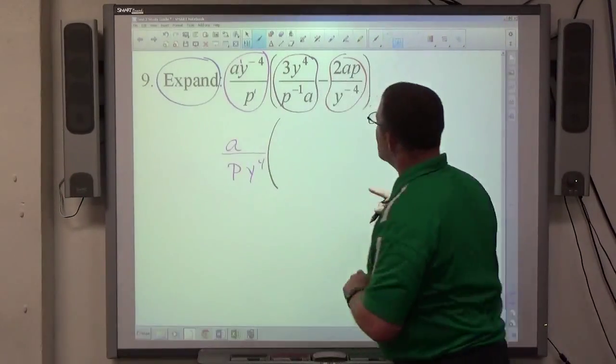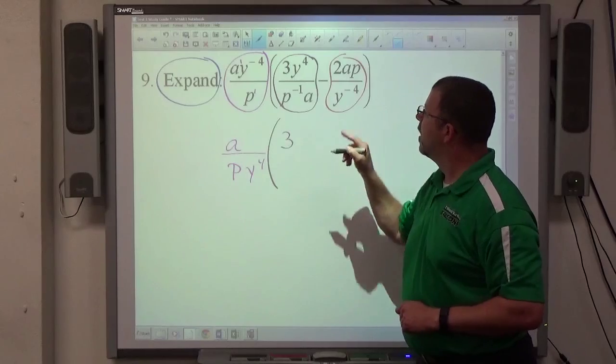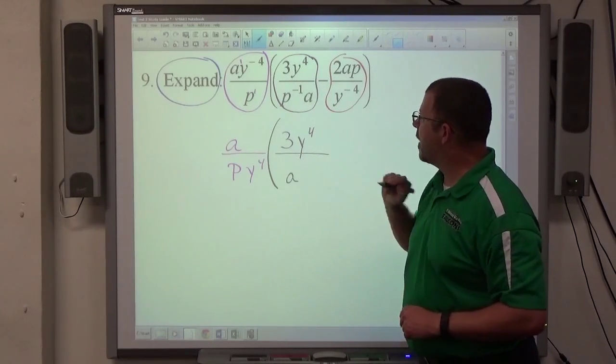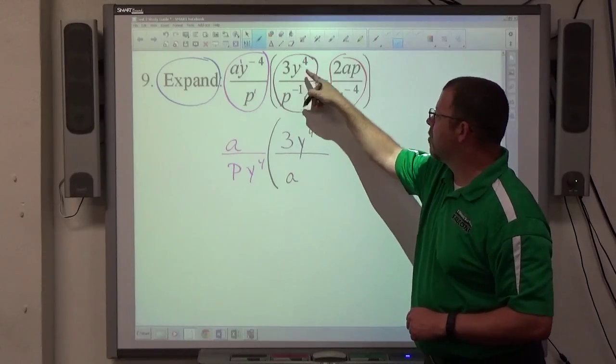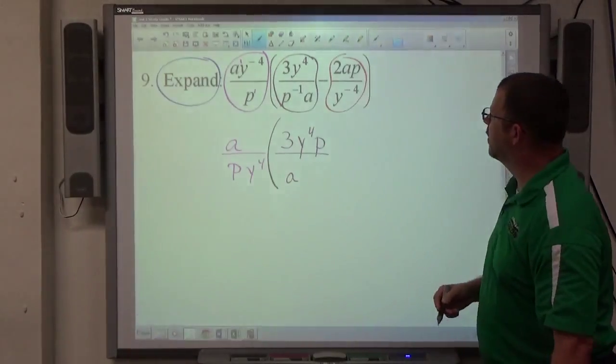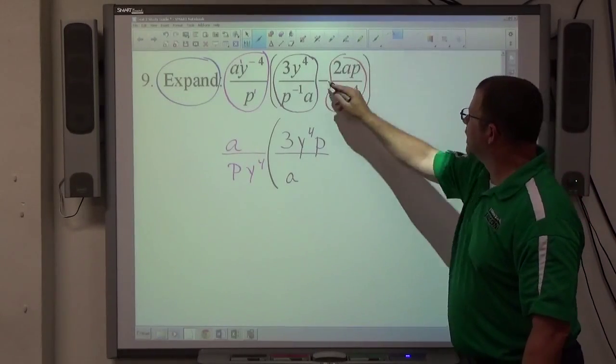The second term. 3 is fine. Y to the fourth is to a positive power. A is to a positive power. P is to a negative power on the bottom. It belongs on top. P to the first, which I don't have to put a 1 on there. It's understood to be first power. Then I got a minus sign.